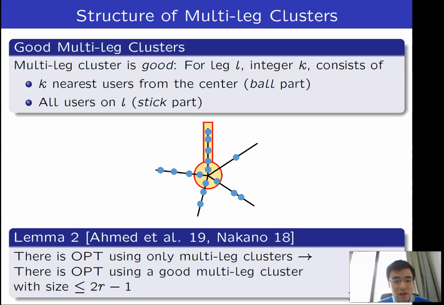We define good multi-leg clusters. A multi-leg cluster is good if, for some leg L and integer k, it consists of the first k nearest users from the center, this ball part, and all users in leg L, this stick part. The important lemma here is that if there is an optimal solution using only multi-leg clusters, then there is an optimal solution using good multi-leg clusters.